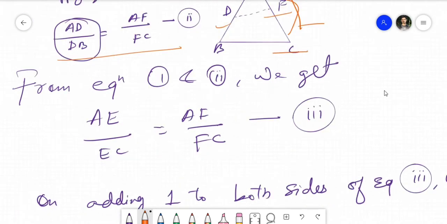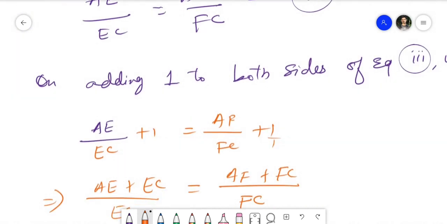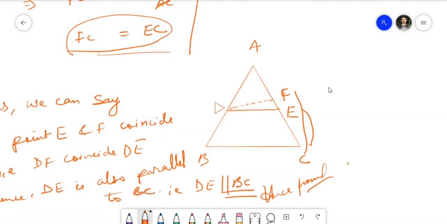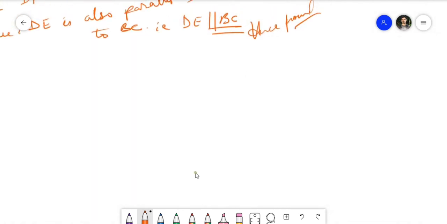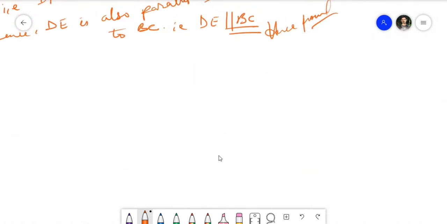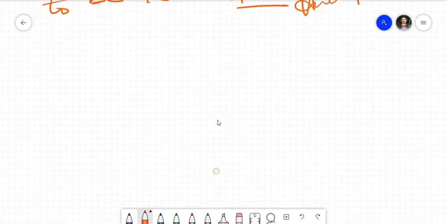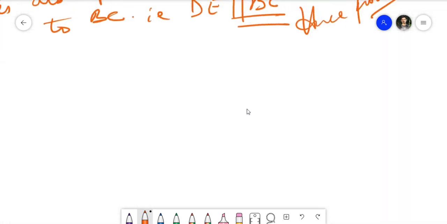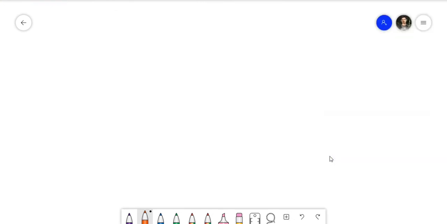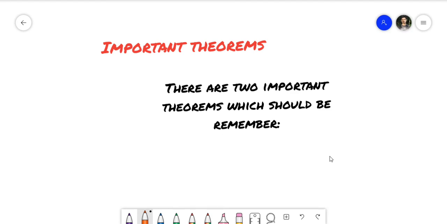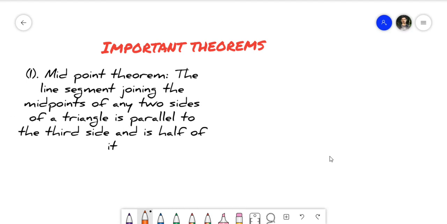अगर समझ में आया होगा, इसके बाद इंपॉर्टेंट नोट्स है जो लिख लो. इंपॉर्टेंट नोट्स, यू कैन राइट ओवर हियर. इंपॉर्टेंट नोट्स में आराम से लिख सकते हो, या फिर हम क्लियर कर देते हैं. इंपॉर्टेंट नोट्स में लिखो, देयर आर 2 इंपॉर्टेंट थ्योरम्स विच शुड बी रिमेंबर्ड. तो 2 इंपॉर्टेंट थ्योरम है.